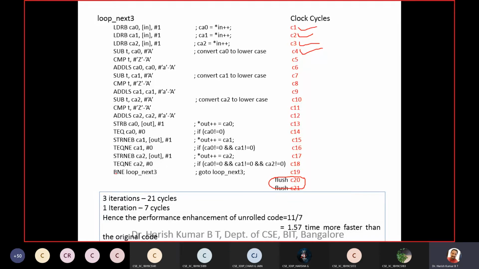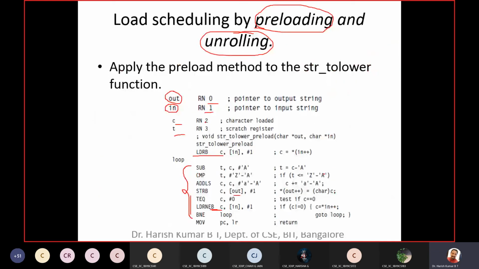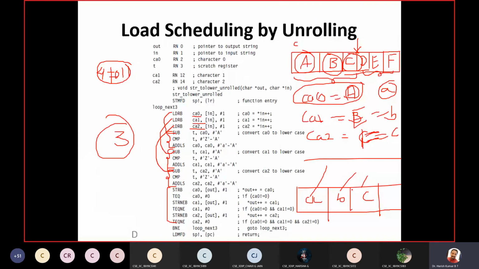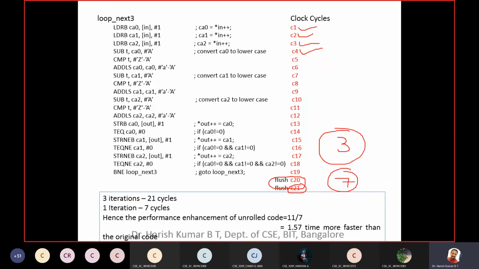So BNE is appearing after 3 iterations, and 2 flush cycles are required. Now, how many iterations are completing in these 21 clock cycles? It is 3 iterations. 3 iterations are in 21 clock cycles. Now each iteration is taking how many clock cycles? 7 clock cycles. My original program, without any optimization, was taking how many clock cycles per iteration? 11 clock cycles. Now my modified, optimized program with the loop unrolling technique, per iteration how many clock cycles is it taking? 7. So 11 by 7.